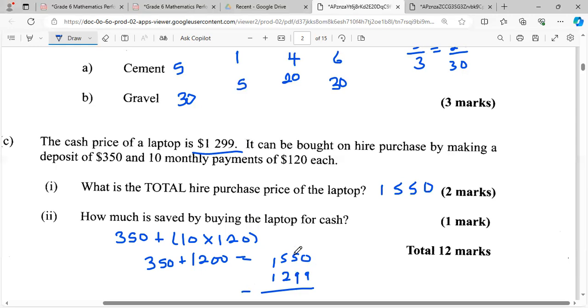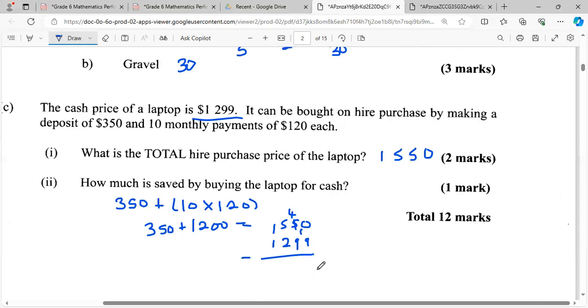So 9 from that you can't, so we're going to borrow. That leaves 4. This would leave 1. 9 from 4 you can't. You borrow again. You're borrowing, guys. 9 from that leaves 5. 2 from that leaves 1. So it's $151. And in this case, you get full 12 marks.